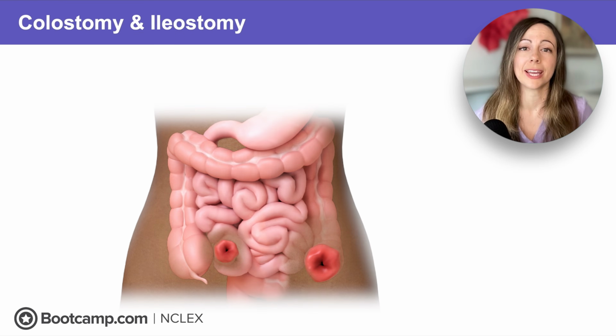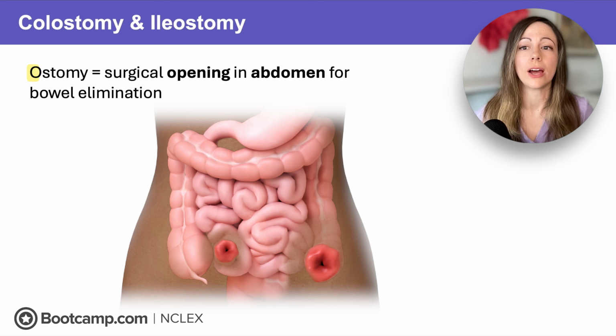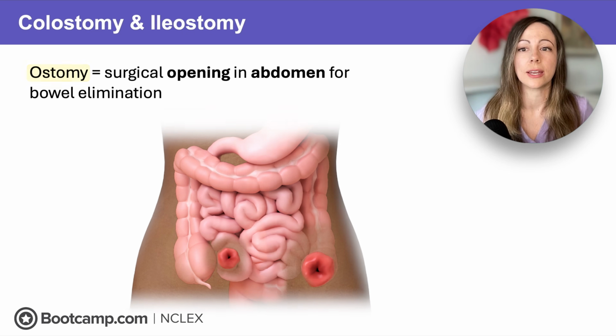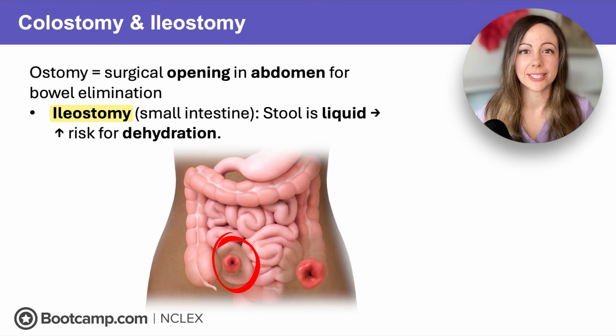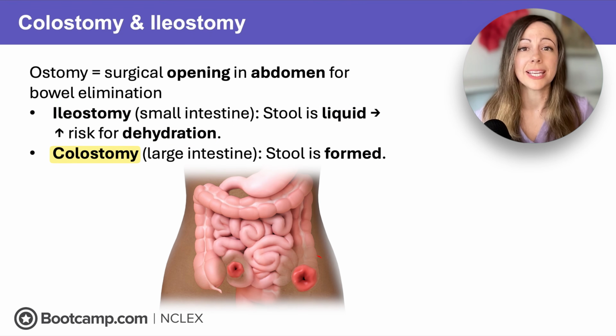Clients who can't defecate through the rectum, they need to have an ostomy, a surgical opening in the abdomen for bowel elimination. For an ileostomy, that's in the small intestine, and it's higher up in the GI tract, so the stool is more liquid, so these clients are at increased risk for dehydration. Then a colostomy is in the large intestine, lower in the GI tract, so the stool is more formed.